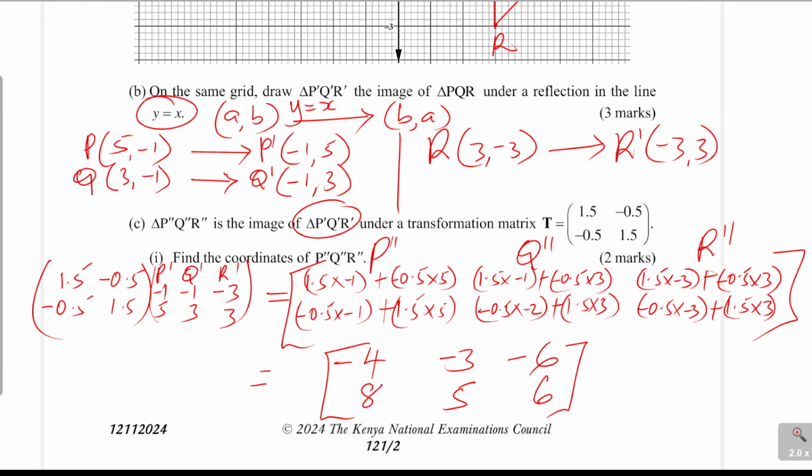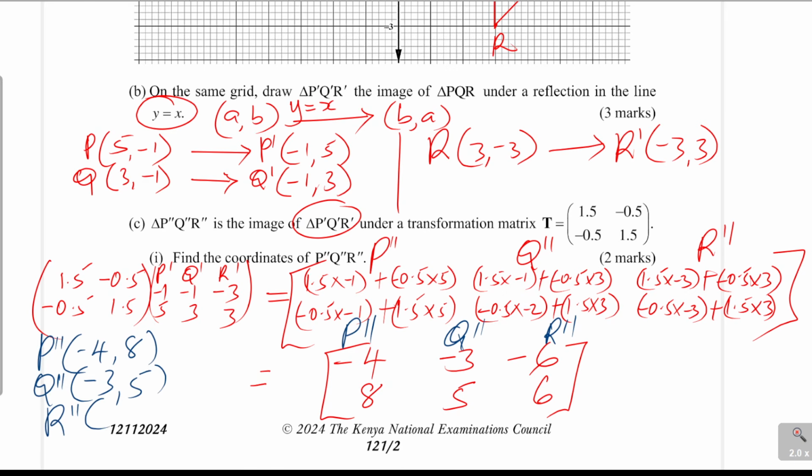So that is how you're supposed to do it. So this one is P, this one is Q, and then this one is R. So those are not the coordinates. Now the coordinates are supposed to be written in this format: P is negative 4, 8, and then Q is negative 3, 5, and R is negative 6, 6. So those are the coordinates. Now we can go to the other part on the same grid.